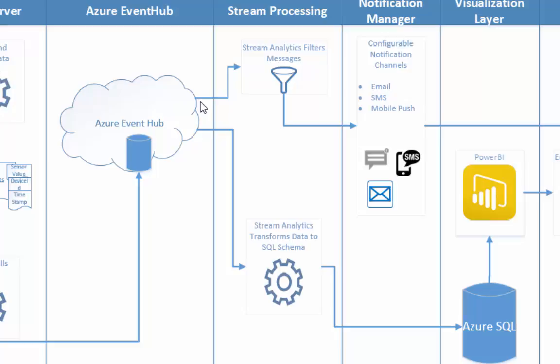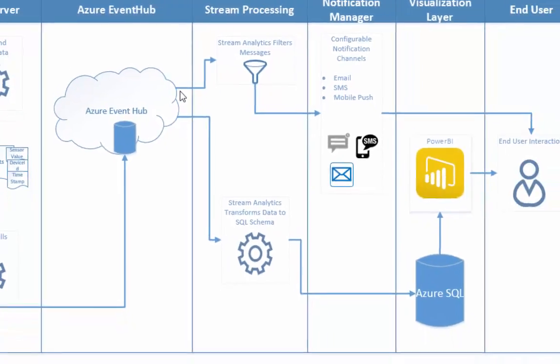There are two separate jobs that are set up for doing stream processing. One of them is doing some processing, then applying a filter to see if this message requires an alert to go out. The other side of things takes in the raw JSON message from the Node.js server, and then transforms that into the proper SQL structure and pushes it off into the Azure SQL.